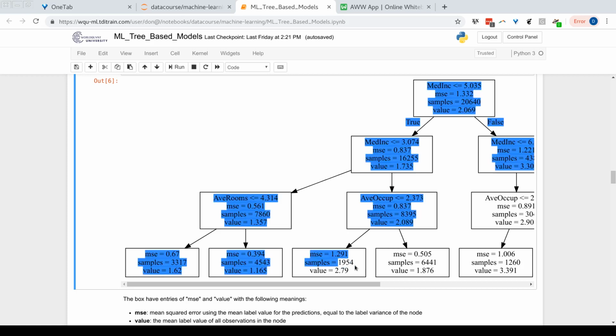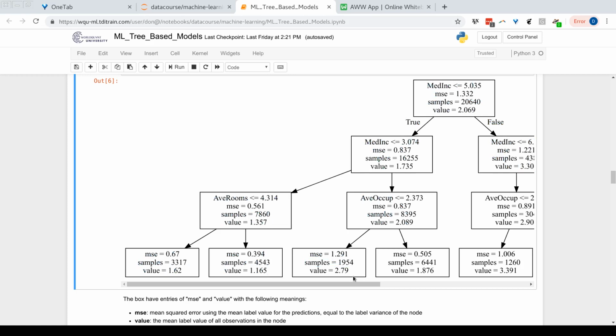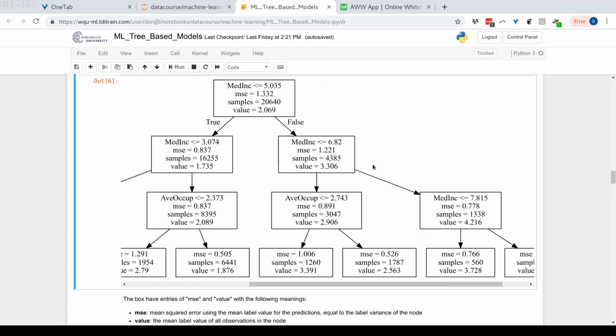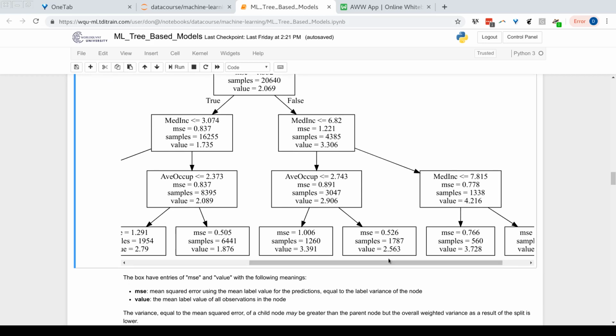So this node here is made up of 1,954 training points, and the mean value of all those training points is 2.79. So any observation that resides in this node here, we're always going to predict 2.79. If an observation that we use to make a prediction lies in, let's say, this node here, then we predict 2.563, because that is the mean value of all 1,787 training points that reside in this node.